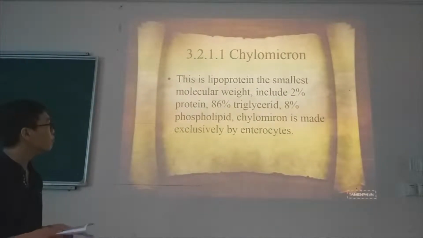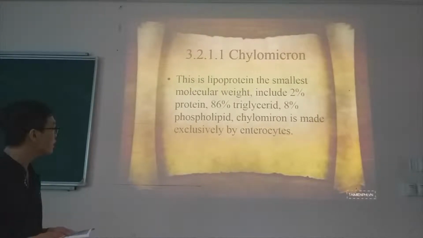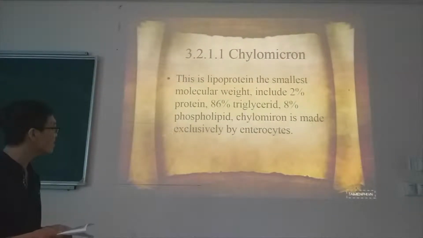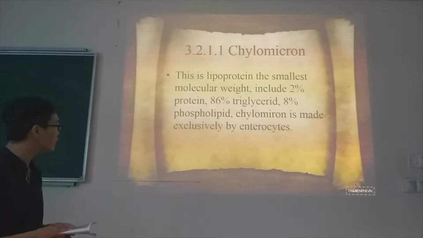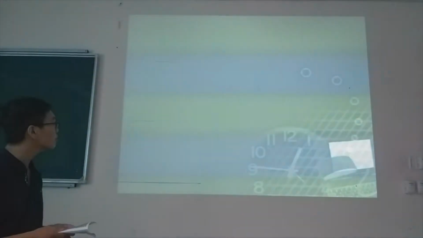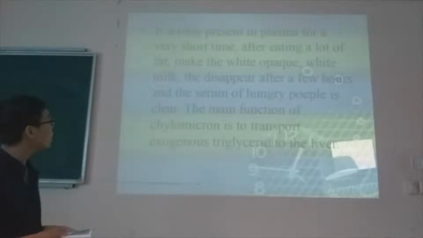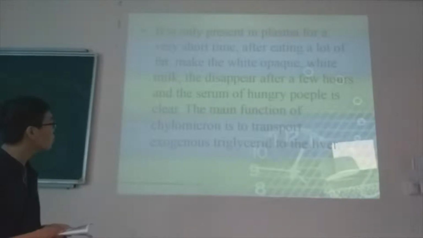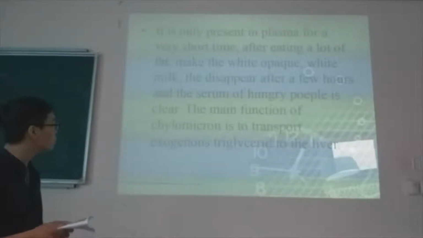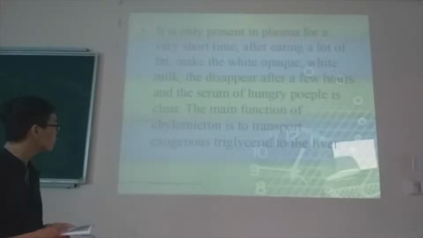And about the chylomicrons, this lipoprotein is the largest, includes 2% protein, 86% triglyceride, 8% phospholipids. Chylomicron is made exclusively by the enterocytes. It is only present in plasma for a very short time after eating a lot of fat, making it white and opaque, like white milk, and disappears after a few hours, and the serum of hungry people is clear. The main function of the chylomicron is to transport exogenous triglycerides to the liver.